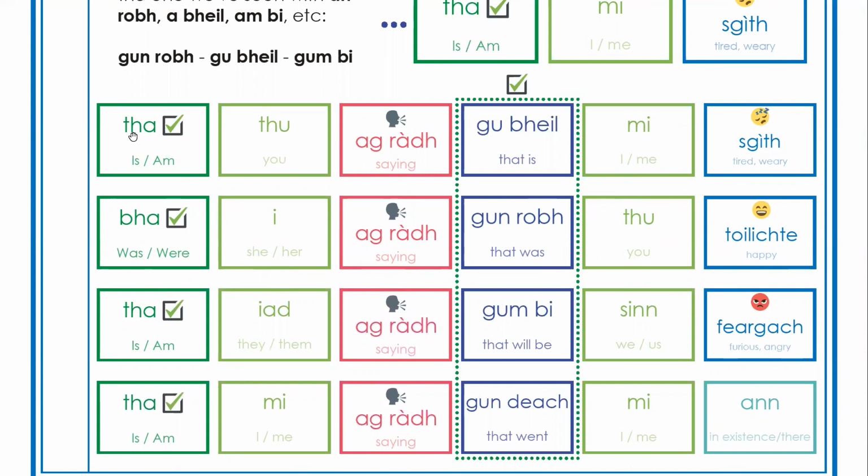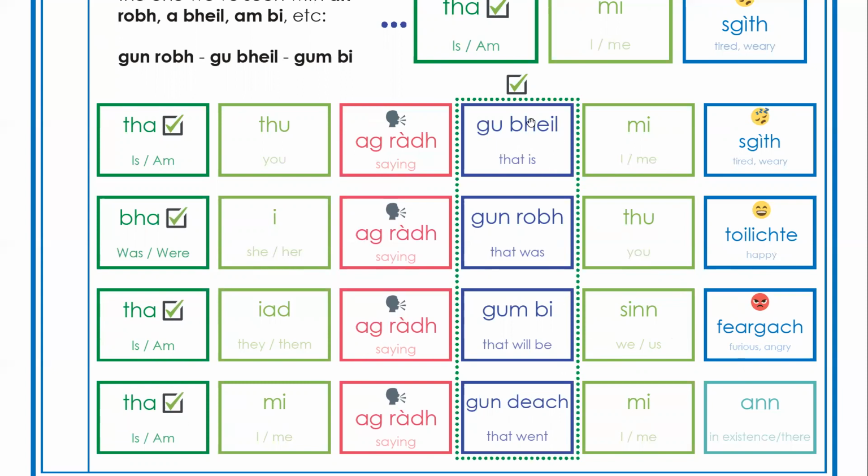The first example, you are saying that I am tired. She was saying that you were happy. Bha i ag ràdh robh thu toilichte. Tha iad ag ràdh bidh sinn feargach. So tha iad ag ràdh, they are saying. Bidh sinn, that we will be feargach, angry, furious. Tha iad ag ràdh bidh sinn feargach. They're saying that we will be angry.